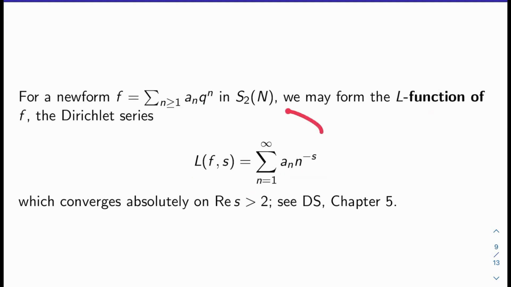So again, you just make the Dirichlet series whose coefficients are the Fourier coefficients of F. That's all you do. This converges absolutely and uniformly on compact subsets on the real part of s bigger than 2. More generally, if F is a cusp form of weight k, this will converge absolutely and uniformly on compact subsets on the real part of s bigger than k over 2 plus 1. You can see Diamond and Shurman chapter 5 for a proof of this.